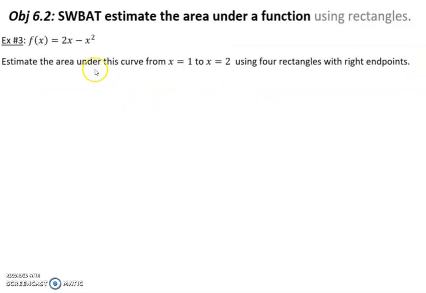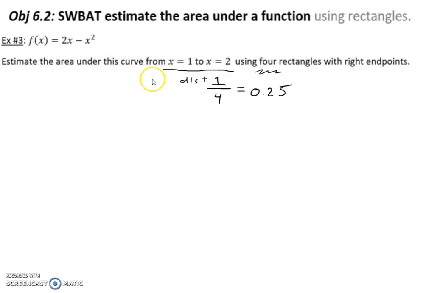Last example here is honestly just kind of annoying, not harder. Notice that they gave us a function here, and they asked us to estimate the area from 1 to 2, which is a distance of 1, using 4 rectangles with right endpoints. So if we go from 1 to 2 with a distance of 1 using 4 rectangles, that means each rectangle is going to be 0.25.